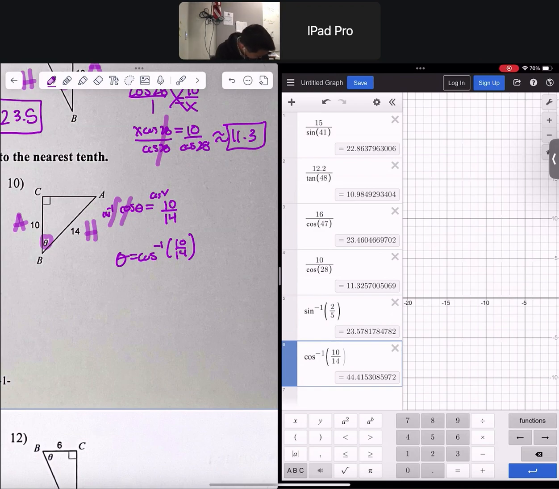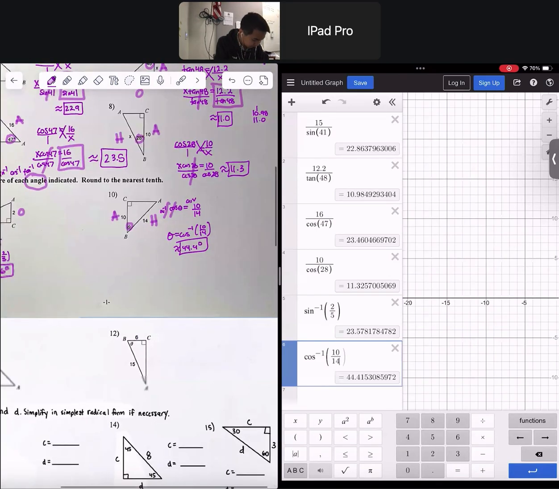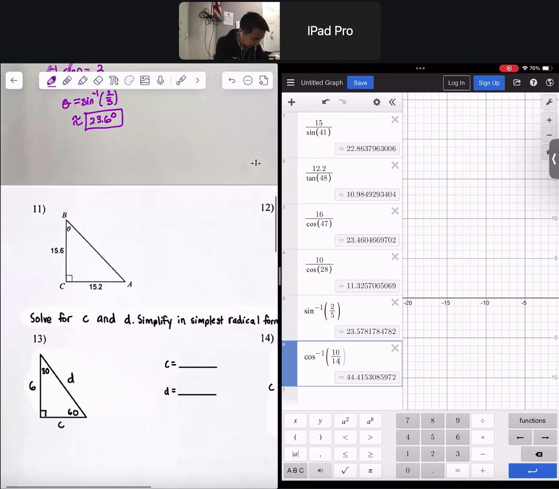44.4. Wait. Is that right? 10 over 14. Oh yeah, 44.4. Sorry, I keep looking at the wrong one. 44.4 degrees. Okay. All right.